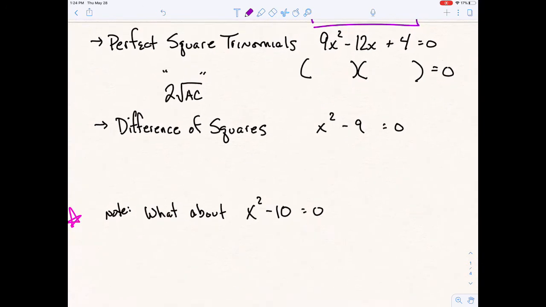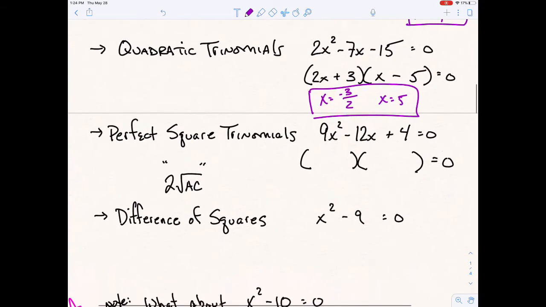Now let's go down to perfect square trinomials. Now I have to admit, perfect square trinomials was one that I forgot regularly when I was a student. And I've honestly not really invested a lot of time into memorizing it as an adult.